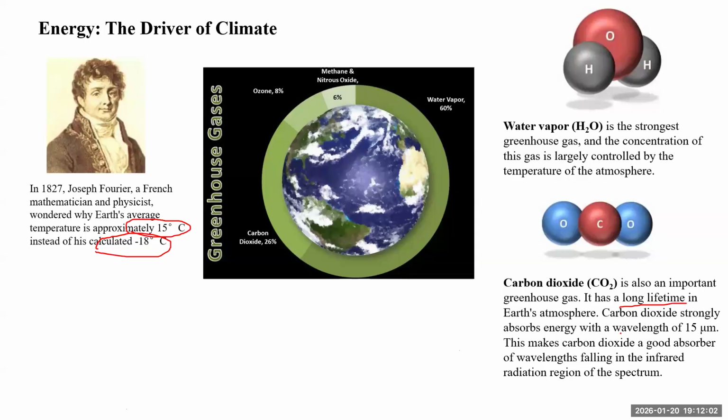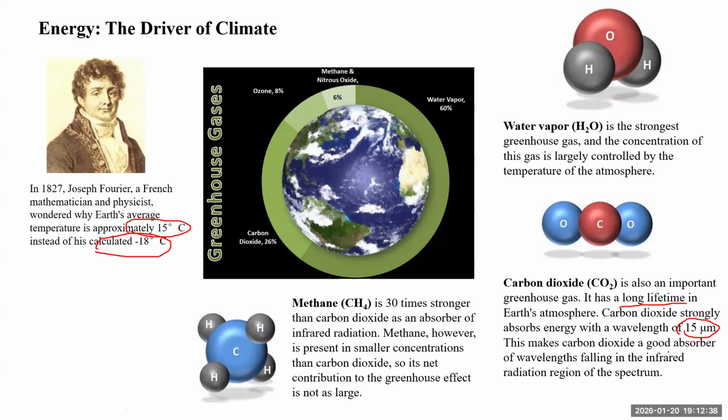It especially strongly absorbs energy with a wavelength of 15 micrometers. Later, I think we also have a tutorial problem on that one, to understand how carbon dioxide will absorb heat leaving the Earth. This makes carbon dioxide a good absorber of wavelengths falling in the infrared radiation region of the spectrum.